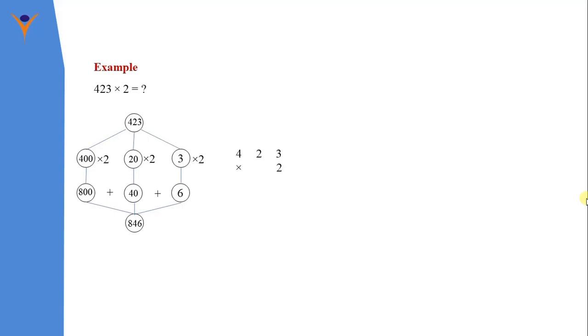Now let's use the short method and see if it gives us the same answer. 423 times 2. 2 times 3 is 6. 2 times 2 is 4. 2 times 4 is 8. And there you see the answers are the same. Good.